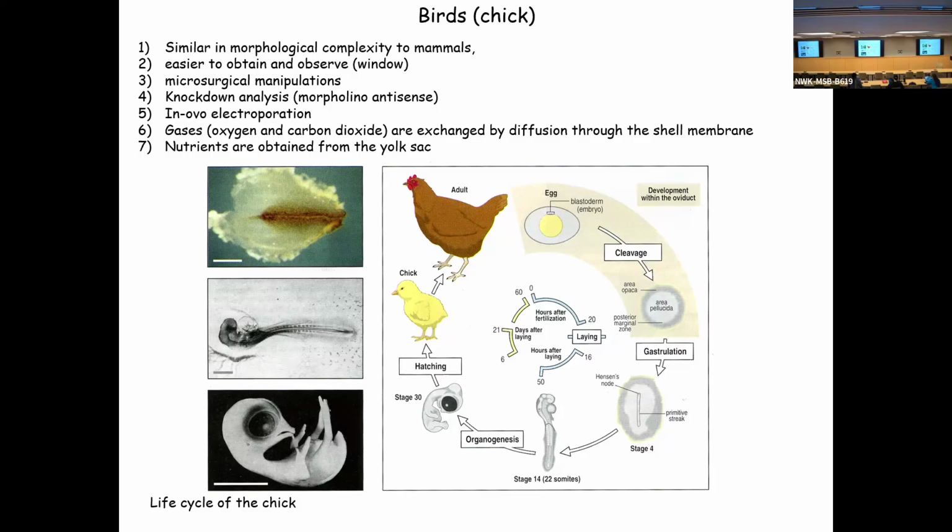There are differences between the chick and the mouse, between the chick and the human. For example, as I told you, the chick embryo doesn't implant into the endometrium because there's no endometrium, right? There's no placenta in the chick, right? Like in a human or a mammal.